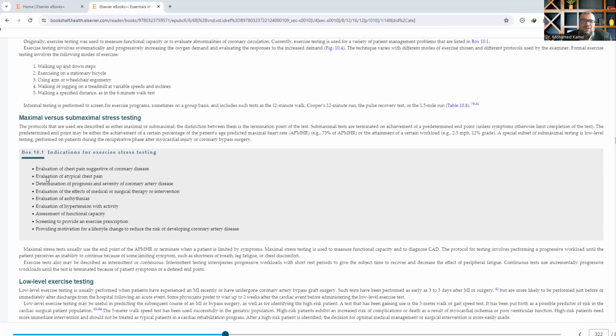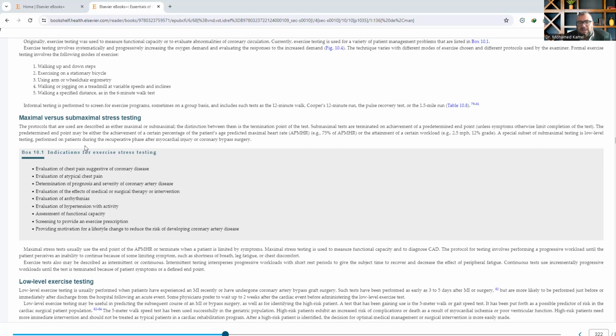Okay. So what's meant by maximal versus submaximal stress testing? The protocols that are used are described as either maximal or submaximal. The distinction between them is the termination point of the test. Either I let the patient reach the maximum, or I stop the test at a submaximal level. I will not reach the maximum level.